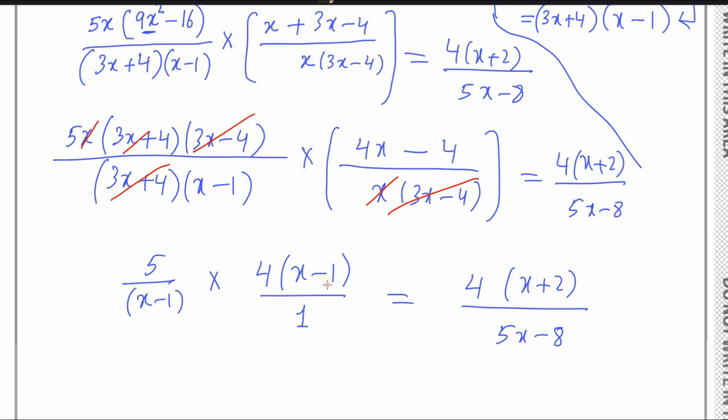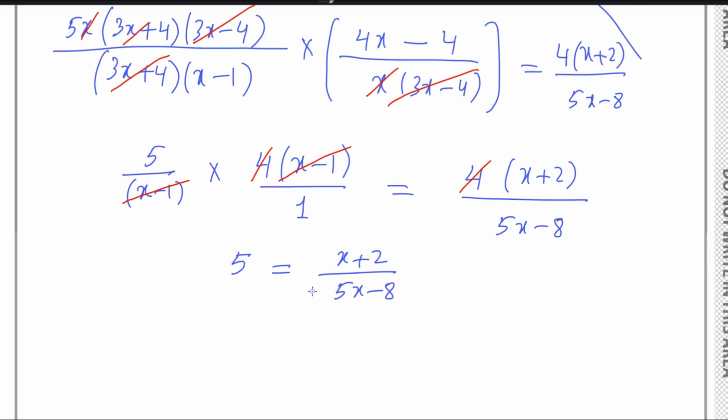Now we can cancel out again. This x − 1 will be cancelled out with this value. And also you can cancel out 4. This 4 could be cancelled with this one because both are multiplying, so you can divide them. Now on the left side it is left with only 5. And on the right side it is (x + 2) divided by (5x − 8).